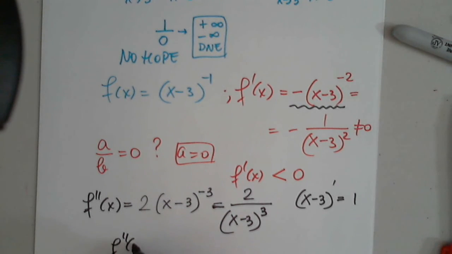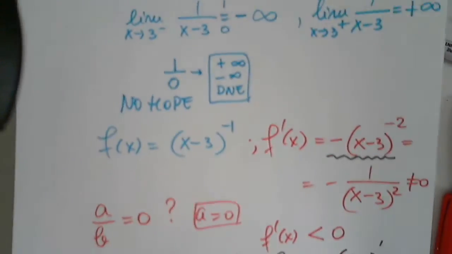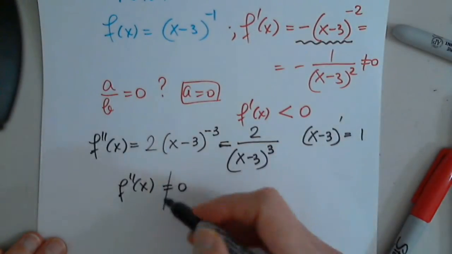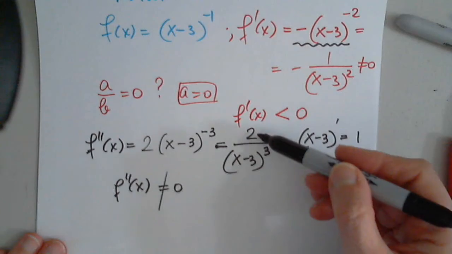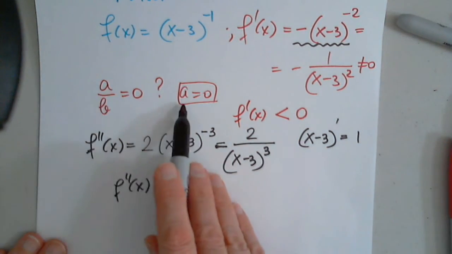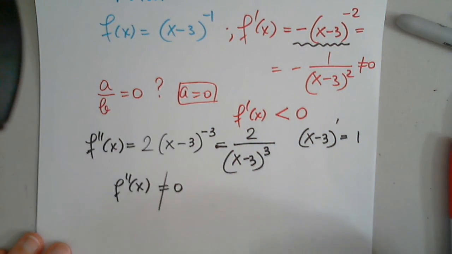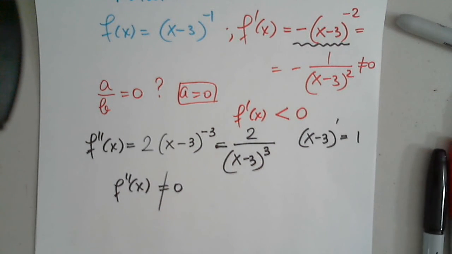Can the second derivative be 0? No, can never be 0. It's a fraction that has 2 in the numerator. 2 cannot be 0. Good. But what is the sign? And the question is not that simple. I don't know.